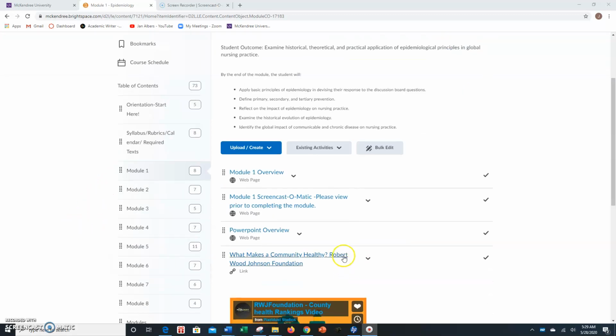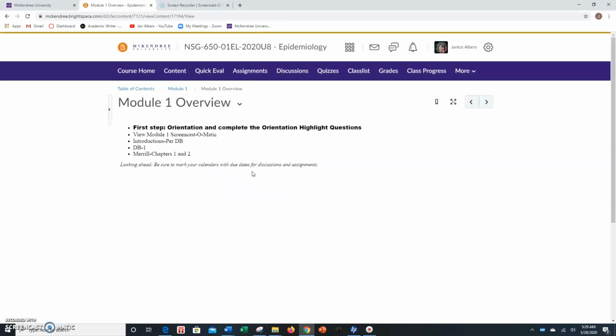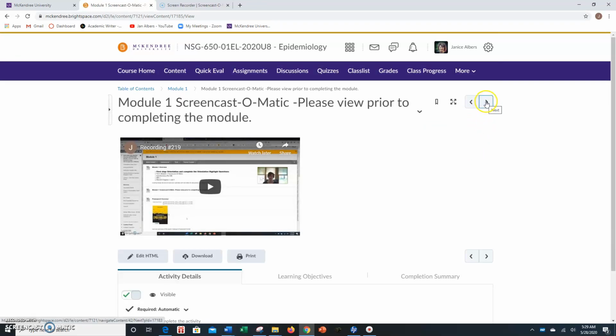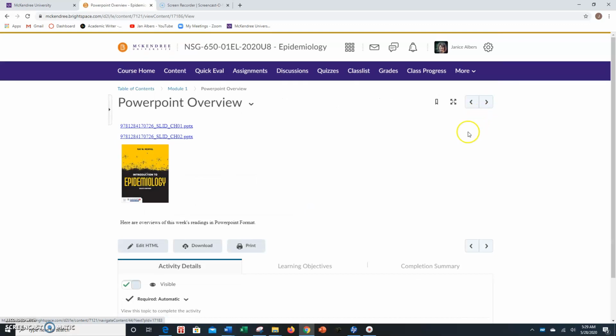So as we move forward, you will find that there is an overview in the module, and this is sort of the do list. So take a look at this as well to make sure that you're hitting all the high points and what you need to do for the module. You'll find that the video is also included, along with the readings and the PowerPoint overviews for your first readings, which are chapter number 1 and chapter number 2.